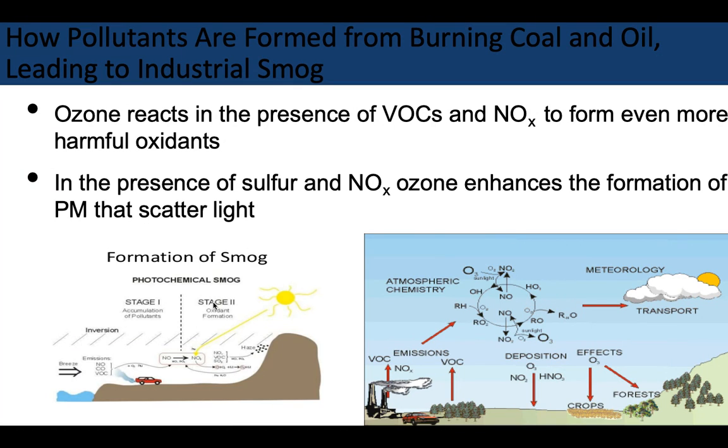So, when you burn coal and oil, it does lead to industrial smog, and we talk often about how dangerous it is, really, to burn fossil fuels in general. But in this case, we're talking particularly about how it can lead to industrial smog. So ozone, that O3 we just talked about, reacts when it's in the presence of VOCs and nitrous oxide. VOCs are volatile organic compounds, remember, to form even more harmful oxidants. And so, in the presence of sulfur and nitrogen oxide, ozone enhances the formation of particulate matter that scatters light. So, it's almost like ozone is acting like a catalyst when it's in the presence of sulfur and nitrogen oxide. And that particulate matter that's already there, it forms even more frequently and can cause the light to be scattered, which is what starts looking like smog.